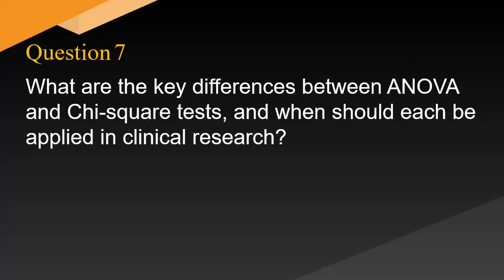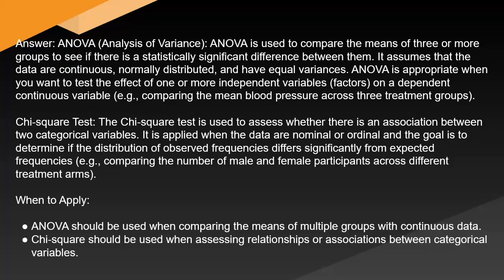What are the key differences between ANOVA and chi-square tests, and when should each be applied in clinical research? Answer: ANOVA, analysis of variance. ANOVA is used to compare the means of 3 or more groups to see if there is a statistically significant difference between them. It assumes that the data are continuous, normally distributed, and have equal variances. ANOVA is appropriate when you want to test the effect of one or more independent variables, factors, on a dependent continuous variable, e.g., comparing the mean blood pressure across 3 treatment groups.